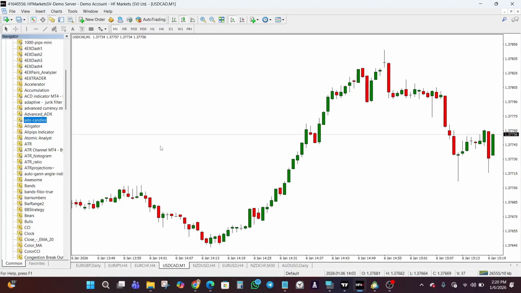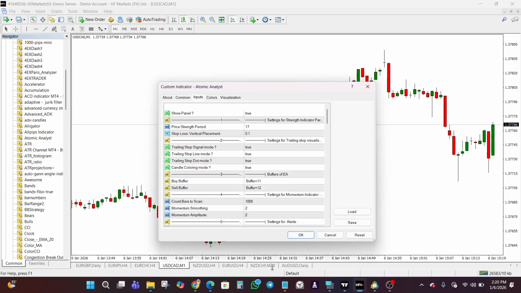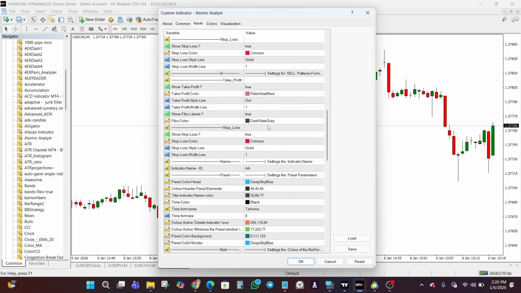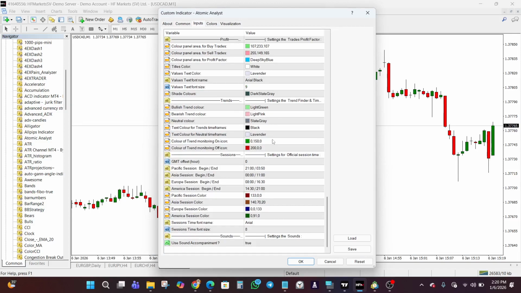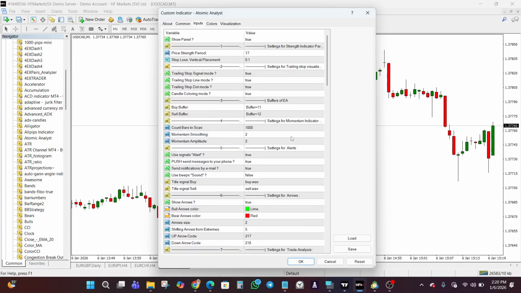All right, but in case you refresh and the indicator does not load, you just have to restart the terminal. Just exit it and start it again. All right, and try refreshing again if you still didn't see it after restarting the terminal. Now ensure that the allow DLL imports box is checked, and then as for the inputs, you can see a lot of modifiable settings, a lot of customizable settings, right? So depending on how you want the indicator to function, you can modify the settings according to your taste.